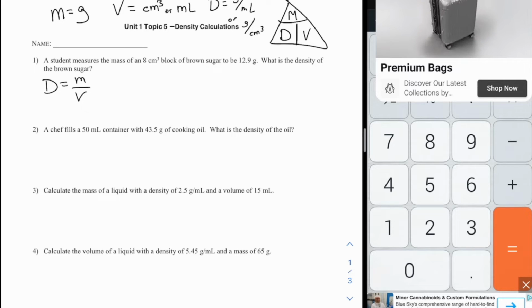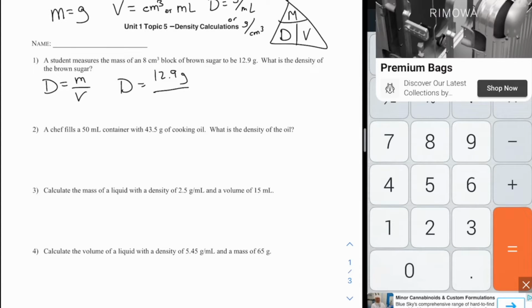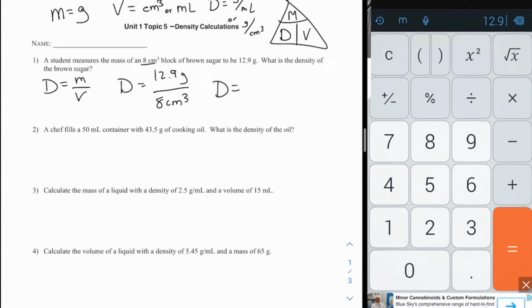Okay, so this one is for the mass. I look for grams for the mass, so density is going to equal the 12.9 grams. The volume there, 8 centimeters cubed. So in my calculator, I'm going to type those in, 12.9 divided by 8 equals 1.61 grams per centimeters cubed. There's my density of brown sugar.